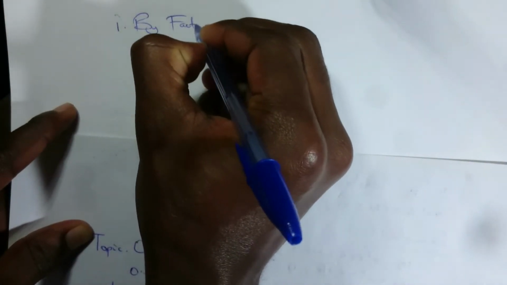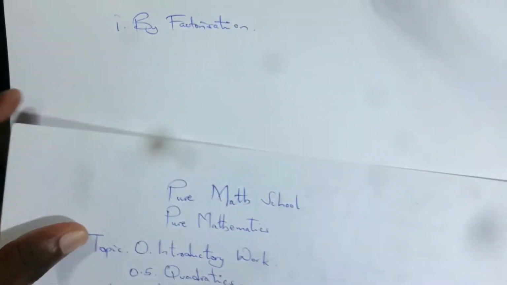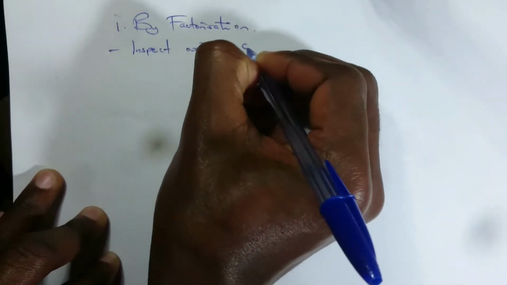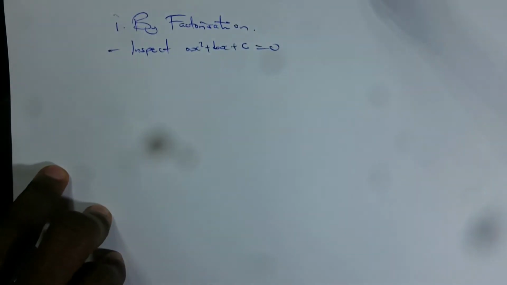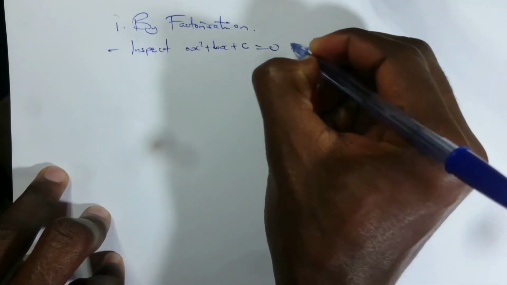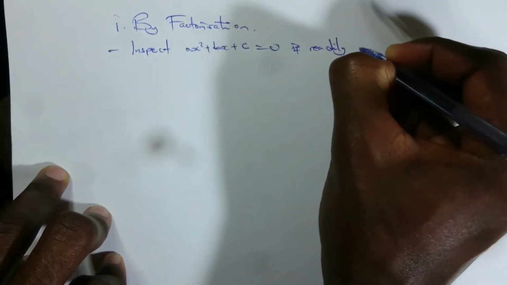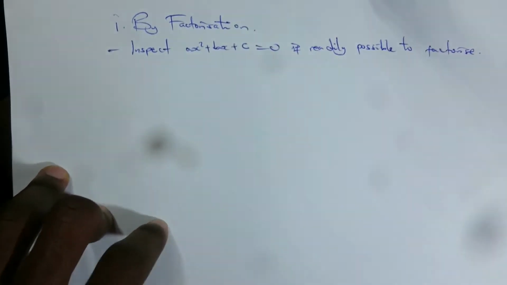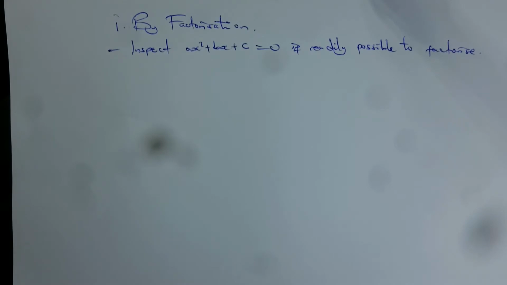Say the first one is by factorization. For example, this method is actually used like this: you first inspect the particular equation given to you, inspect ax squared plus bx plus c equals 0 to see if it can be readily factorized. So if you first inspect the equation, if it can be factorized, then you can start handling the question. I'll show you how you can inspect that easily by use of a calculator.